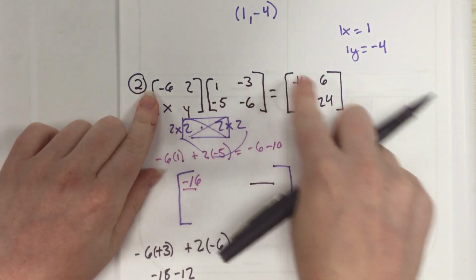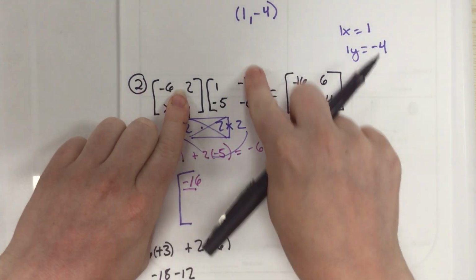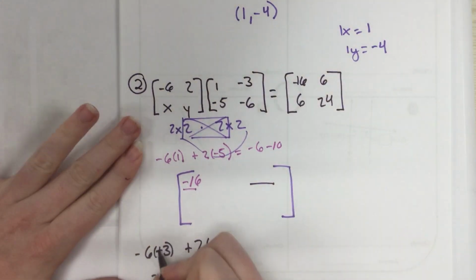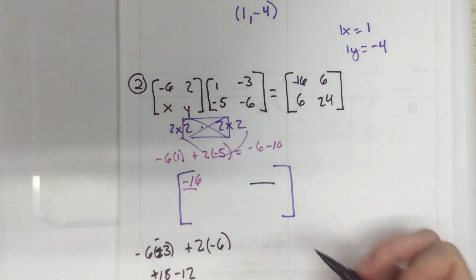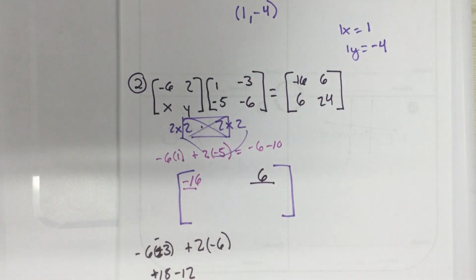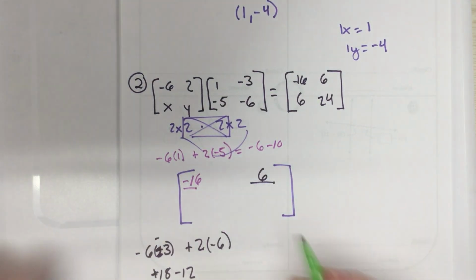Sorry, I'm making sure I did that right. First row, second column. This should be a negative 3. There we go. All right, positive 18 minus 12, and so that should come out to be a 6. All right, and then let's do this one.